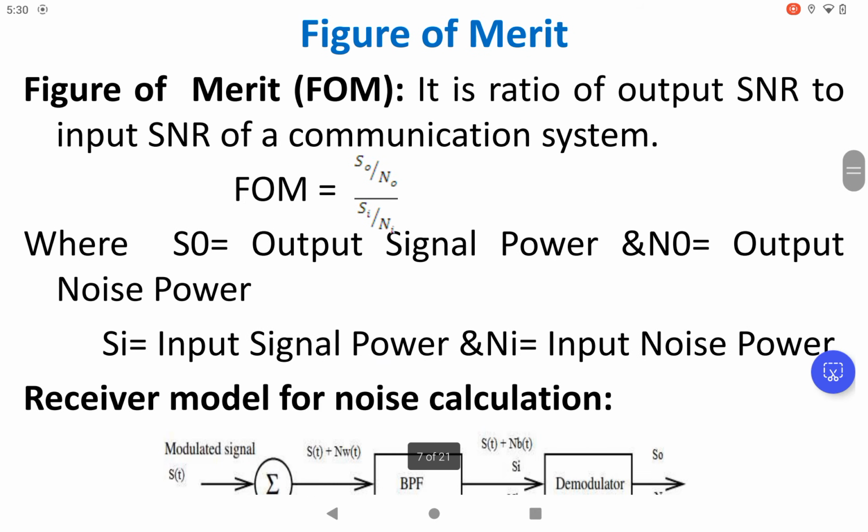So this is the figure of merit definition with respect to SNR. SNR is the signal to noise ratio, where S stands for signal and N stands for noise. If you take the ratio of S to N, that is generally called the signal to noise ratio. So here the figure of merit is expressed in terms of SNR of output and SNR of input of a communication system, where S0 is the output signal power and N0 is the output noise power, and Si is the input signal power and Ni is the input noise power.